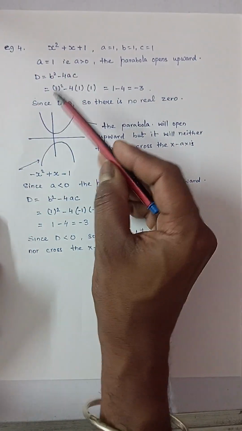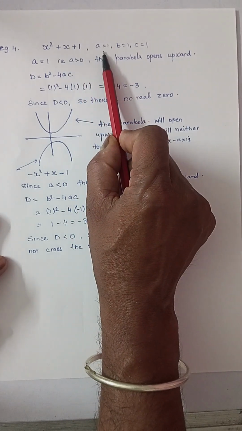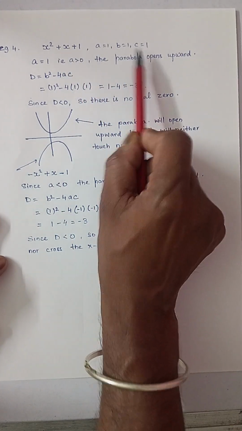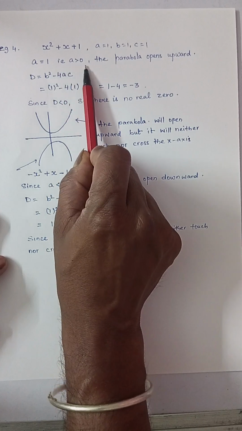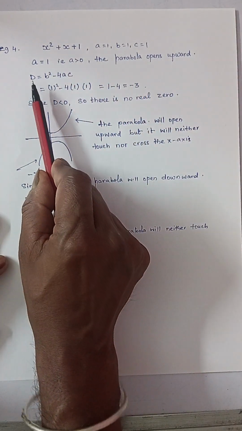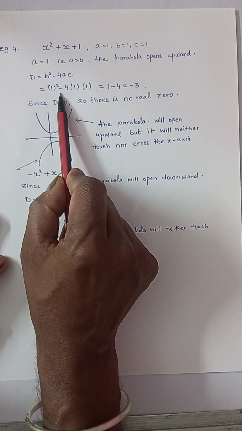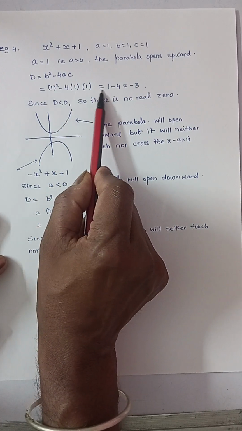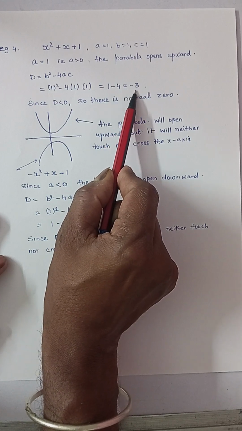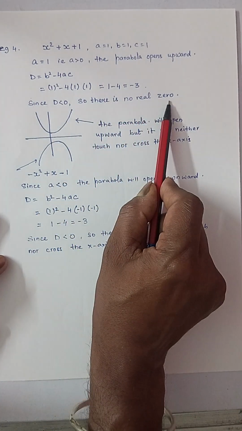Last example, x square plus x plus 1. Here a equals 1, b equals 1 and c equals 1. a equals 1, that is a greater than 0, so the parabola will open upward. Now we will find D. D equals b square minus 4ac. So this will be 1 square minus 4 into 1 into 1, that is 1 minus 4 equals minus 3. Since D is less than 0, there is no real zero.